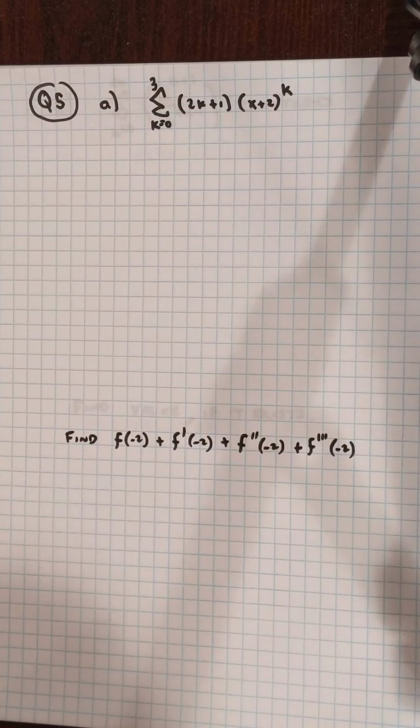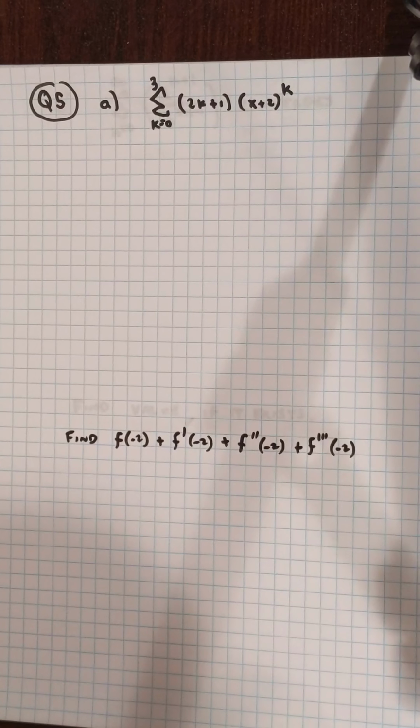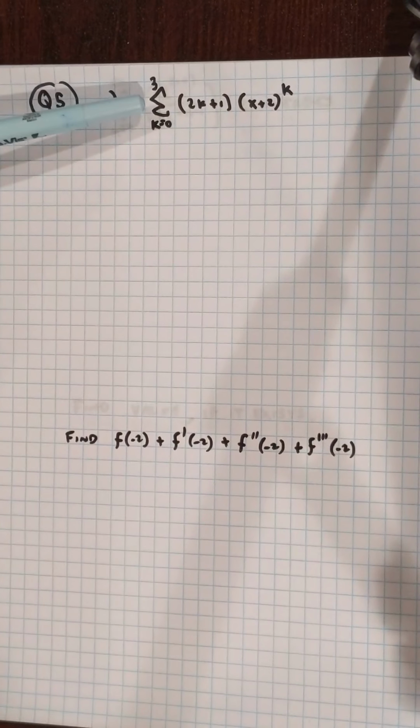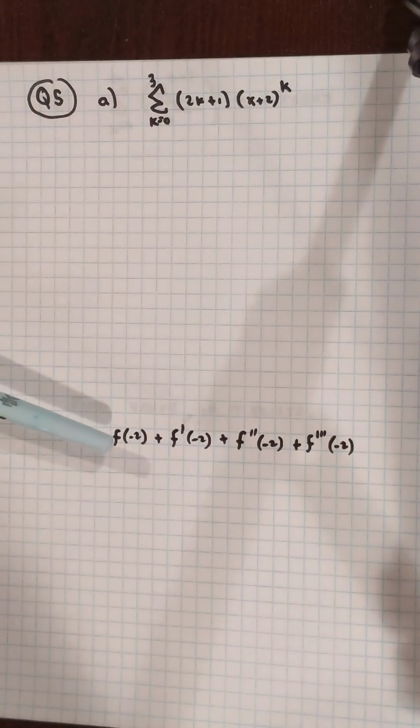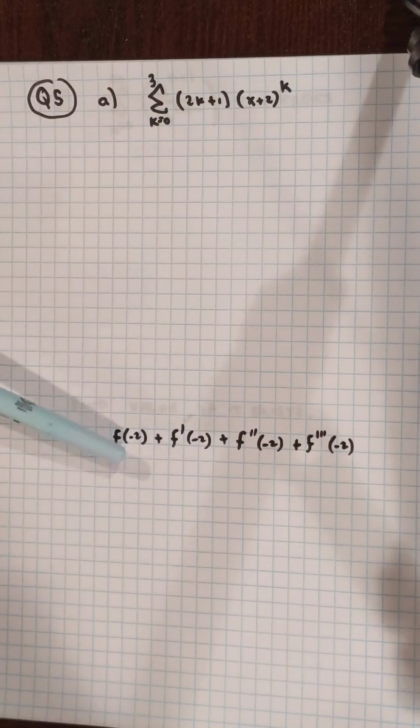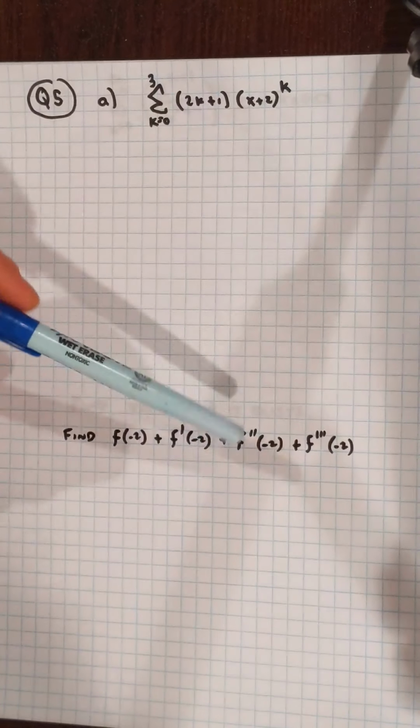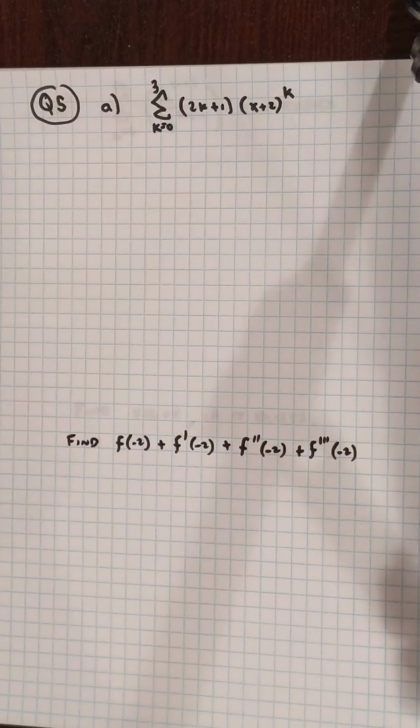The first part, A, says let the function be derivatives, and so on. It says here is the series that's given. Then they ask you to find the value of each one of the nth derivatives. So I thought about it.